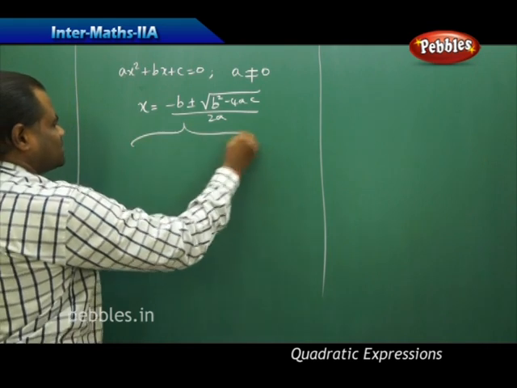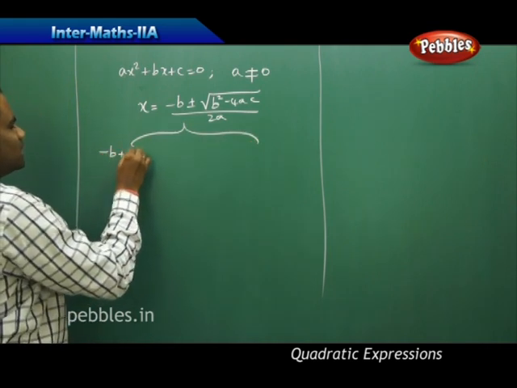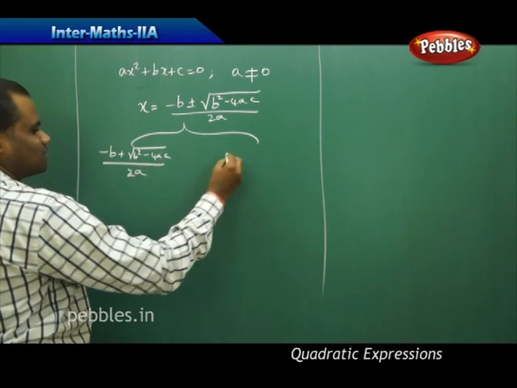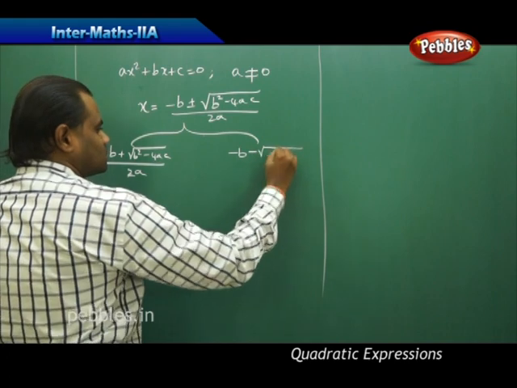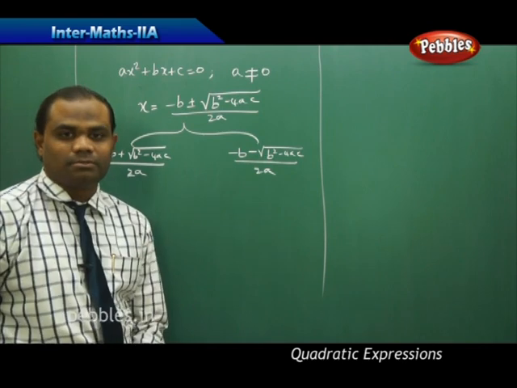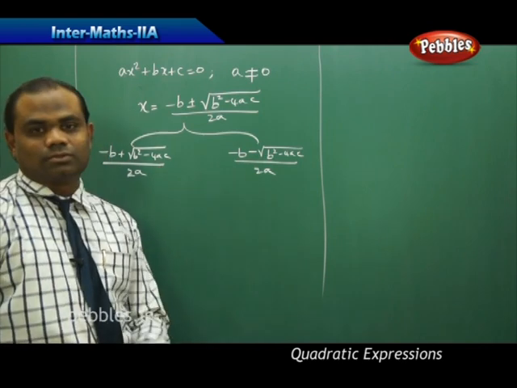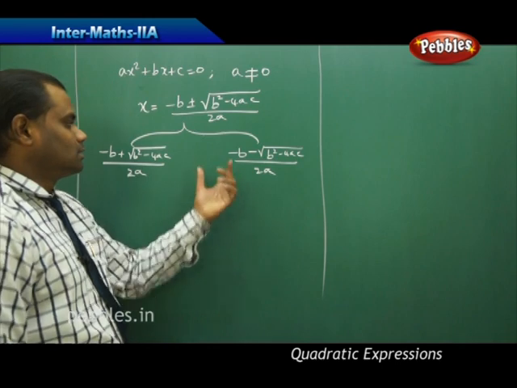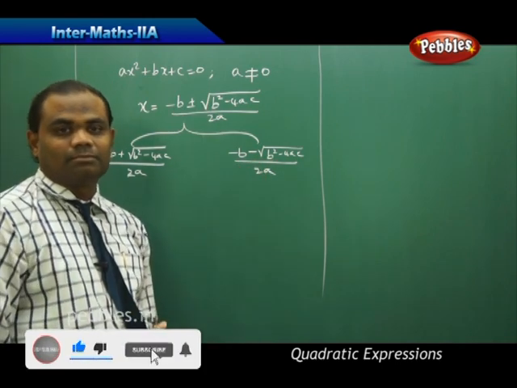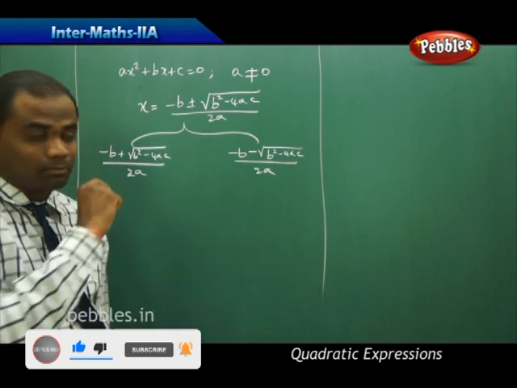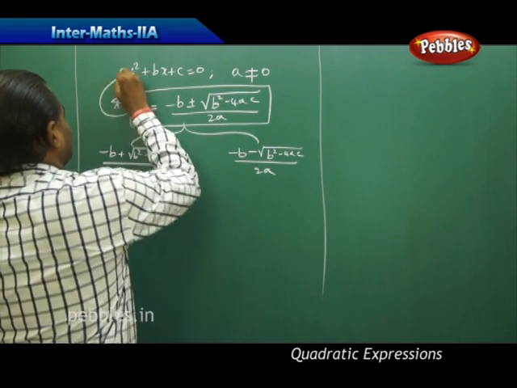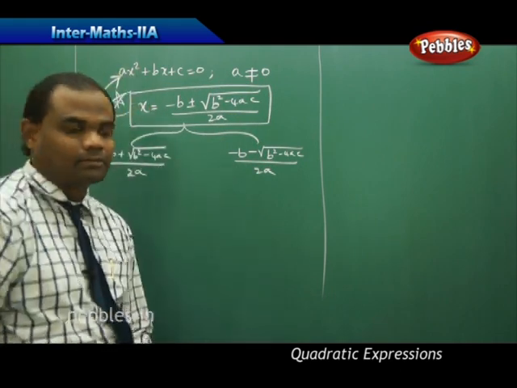Therefore, when I take them distinctly, one of the roots is minus b plus root of b squared minus 4ac by 2a, and the other root is minus b minus root of b squared minus 4ac by 2a. Usually these are the two roots which give me the roots or the zeros of the given quadratic equation. So let's see with an example how we can find the roots using the formula. And this is said to be the formula for finding the roots of the given quadratic expression.